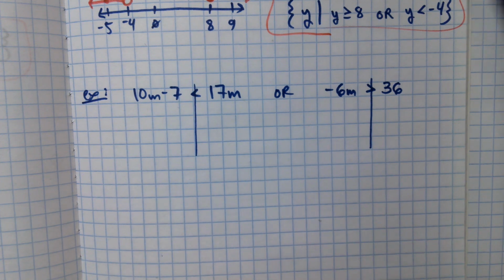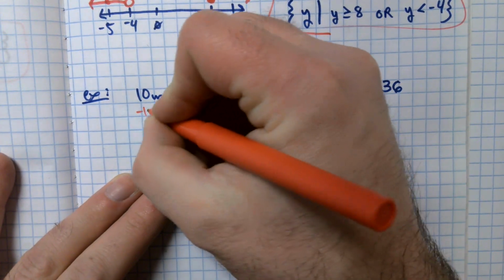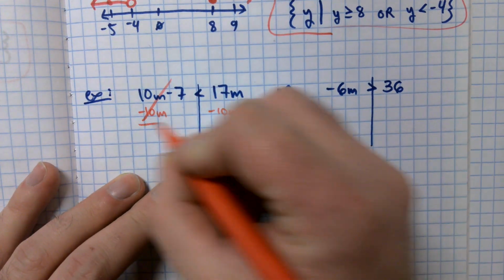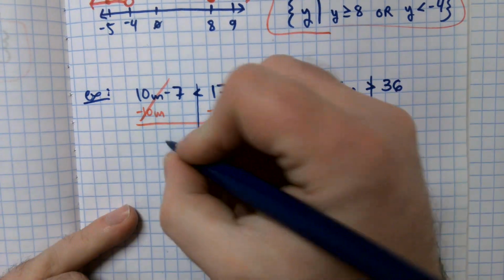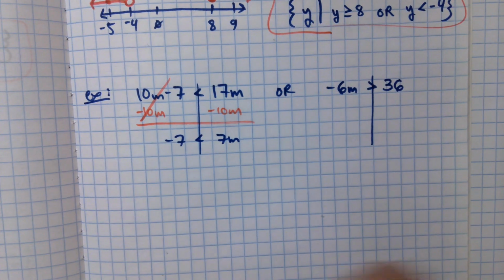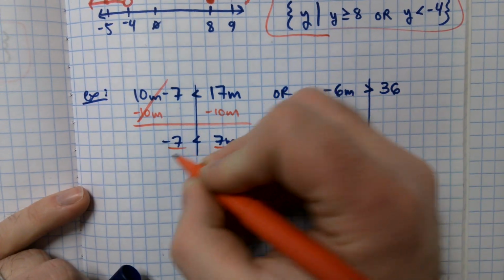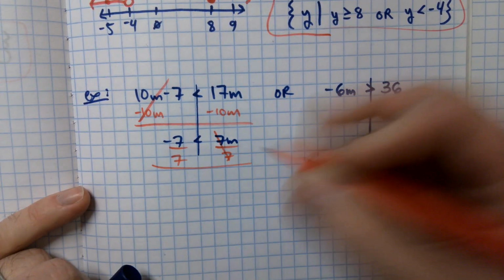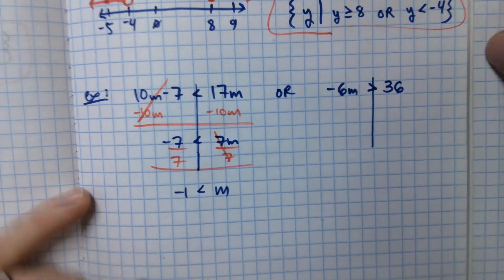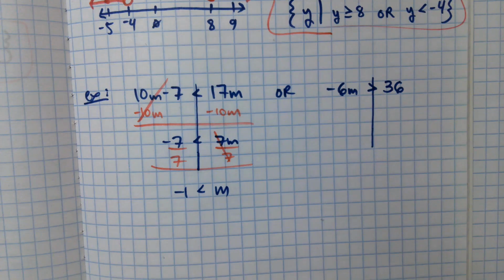All right, over here, first one, I'm going to subtract 10m over to the right. I get -7 is less than 7m. Divide both sides by 7. And I get -1 is less than m, or m is greater than -1. Does that look right? Yeah.